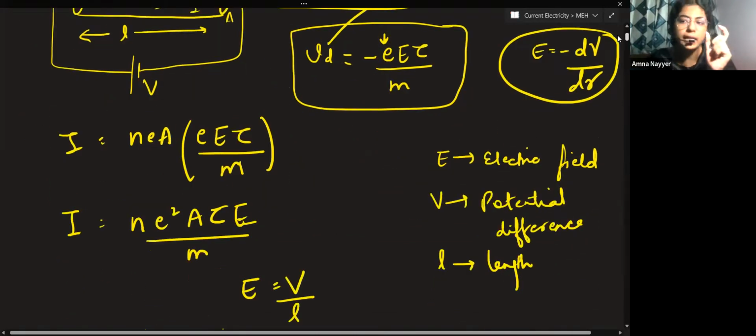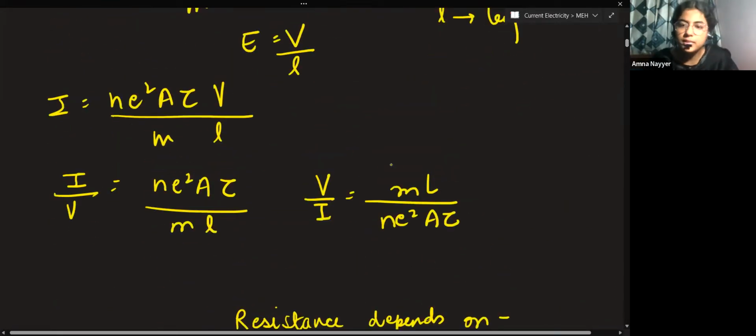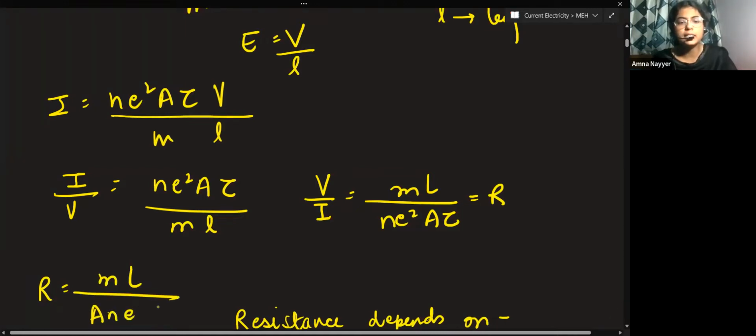V is equal to I R is Ohm's law. So from there, R can be written as V divided by I. So it means this quantity is nothing but simply resistance. Resistance can be written as m L divided by A n e square tau. Is it clear? Reem, is it clear?